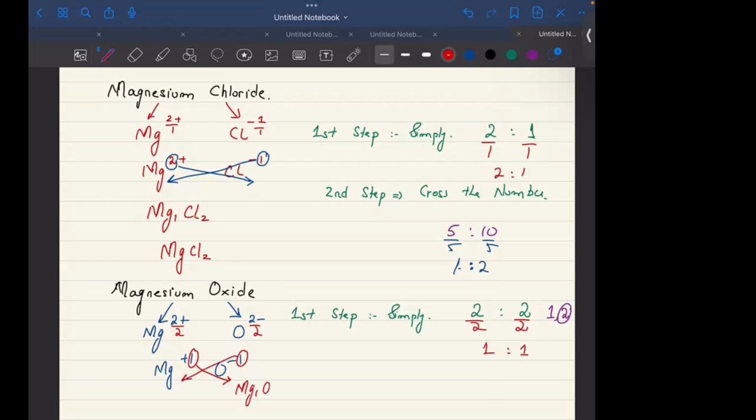So with magnesium you will get 1. With oxygen you will get 1. However, you are not supposed to write 1 in the formula. So you will just state the formula as MgO.